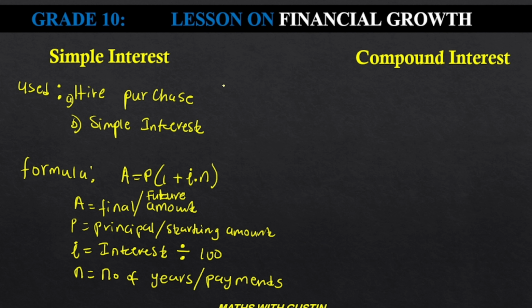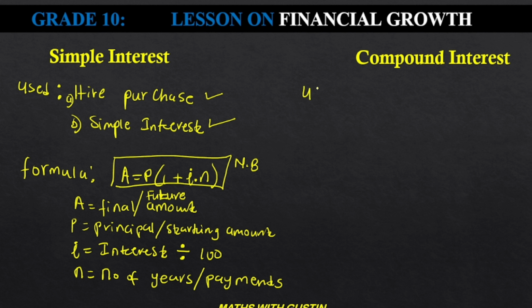If a question comes and they say calculate the hire purchase amount that you need, you know that you use the simple interest formula. And if they say calculate the final amount at the end of the investment period using the simple interest formula, this is the formula that you would use. Normally this formula is there on your formula sheet, guys. All right, so now let's move to compound interest.